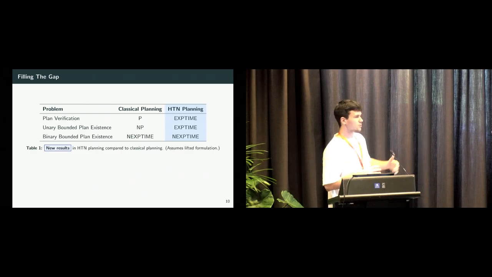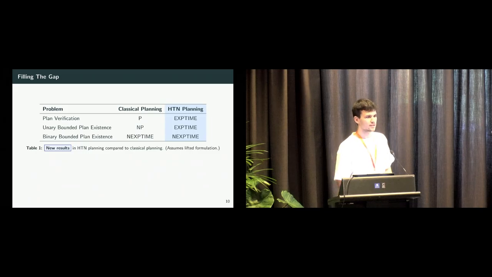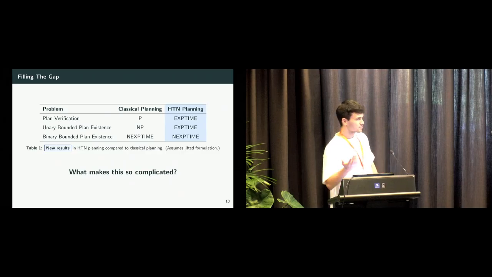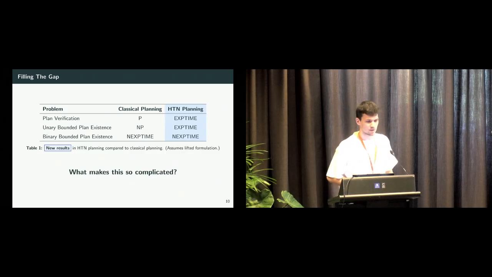Now you could say, cool, table filled, job done, that's it. But I feel like usually we want to get to a low complexity, and if you compare these results to classical planning, it's quite far off, and we were trying to understand why this is the case and get a more fine-grained analysis if we constrain HTN further. So the question is, what makes this so complicated?